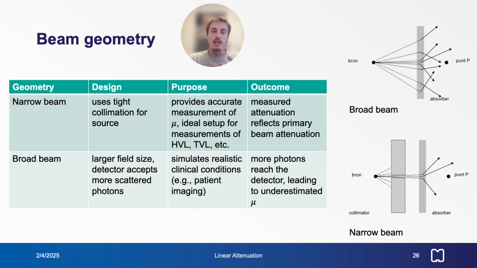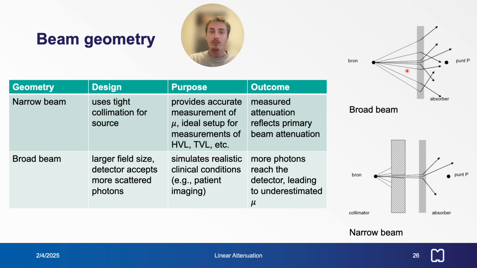Now, to discuss a bit more these concepts of narrow and broad beam geometries, narrow beam geometry uses tight collimation for the source and detector. This provides accurate measurements of the linear attenuation coefficient and is an ideal setup for measurements of HVL, TVL, and so on.